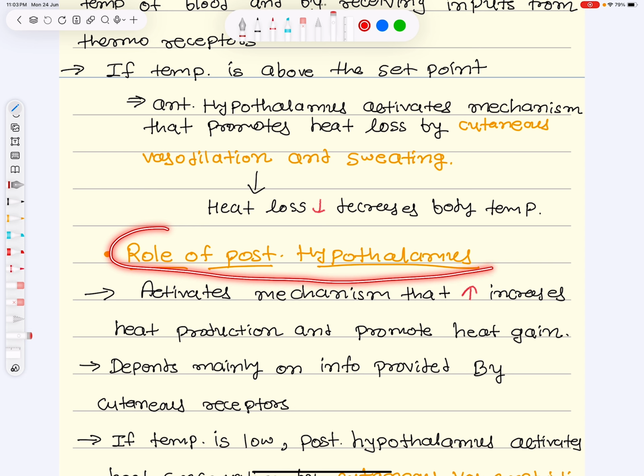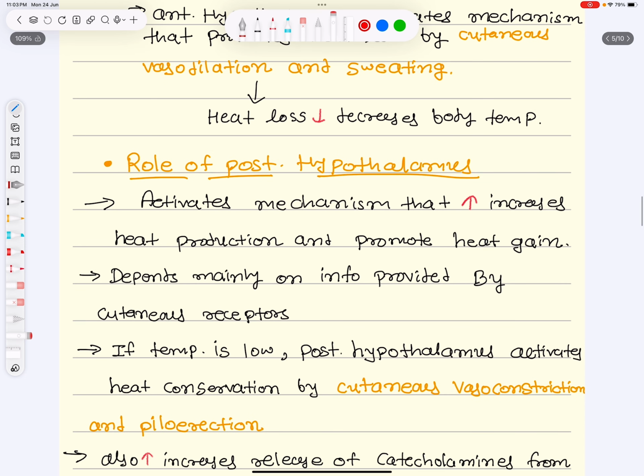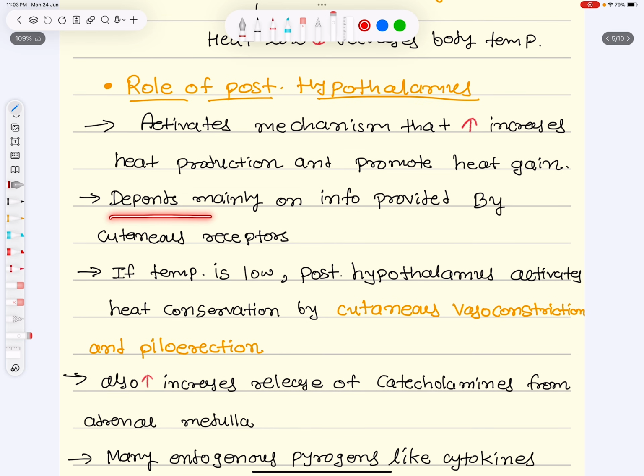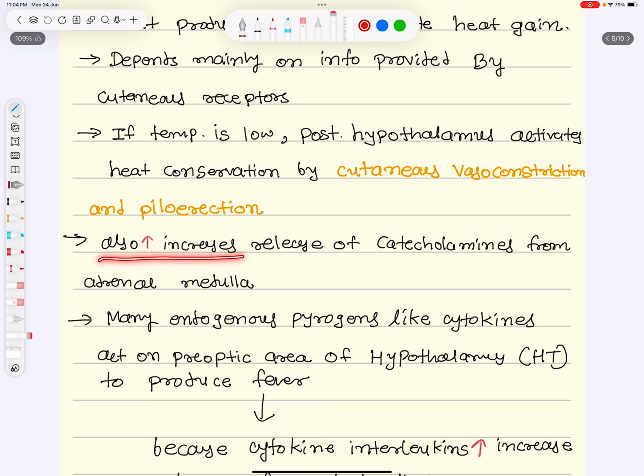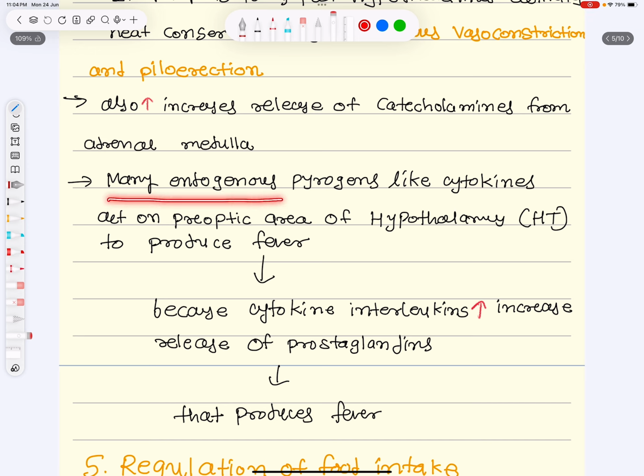Now what happens in the posterior? Role of the posterior hypothalamus: it activates mechanisms that increase heat production and promote heat gain. That depends mainly on information provided by cutaneous receptors. If temperature is low, the posterior hypothalamus activates heat conservation by cutaneous vasoconstriction and piloerection. It also increases release of catecholamines from the adrenal medulla.